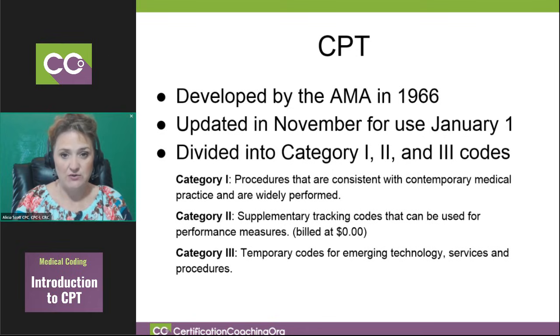You do need to know that every November, the AMA creates the next year's codes. So every year in November, the new codes for the next year will be released, and they will be implemented on January 1st of every year. Okay, so you get a heads up before January. You get a little bit of time to order your new manuals and get the updates and everything.